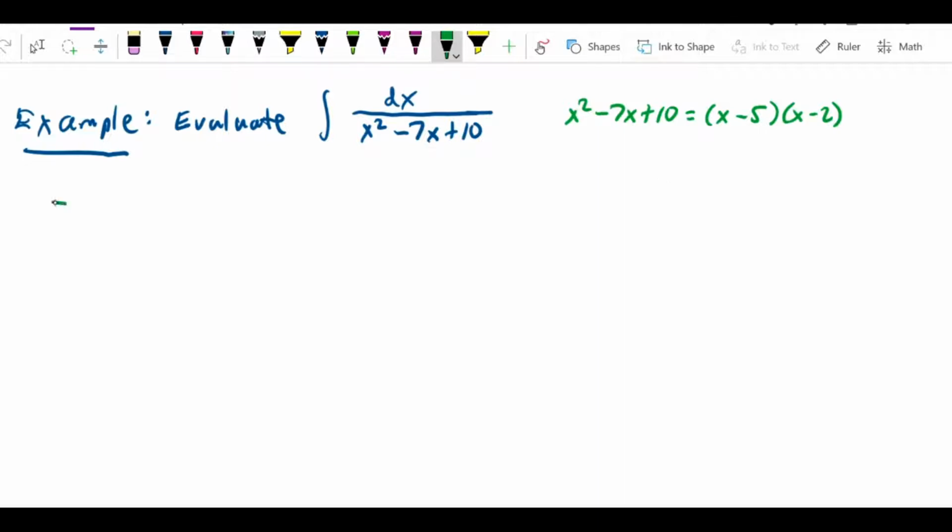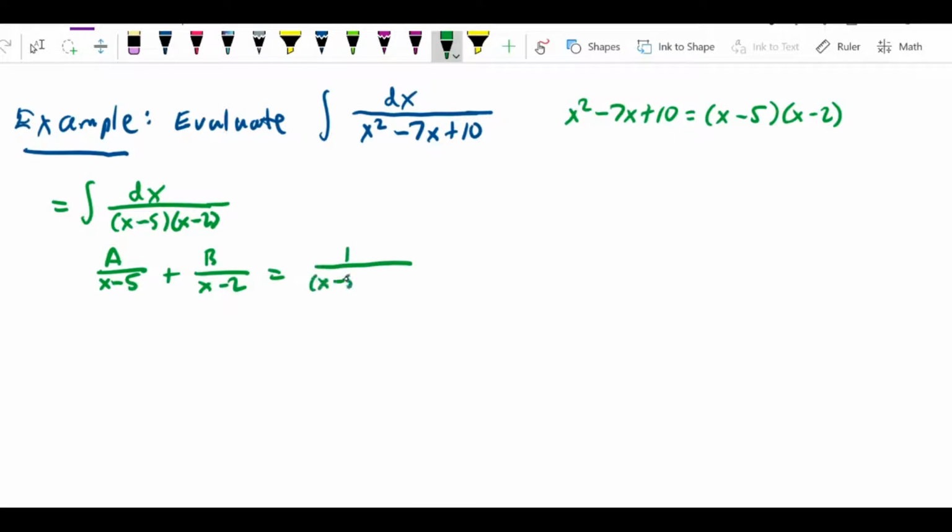So what we want to do is write this as the antiderivative of 1 over (x minus 5)(x minus 2). So it's now just as if we had been given this problem where the denominator is a product of two linear factors. So what I want to do is set this up the following way. I want to say that A over x minus 5 plus B over x minus 2 is equal to 1 over (x minus 5)(x minus 2).